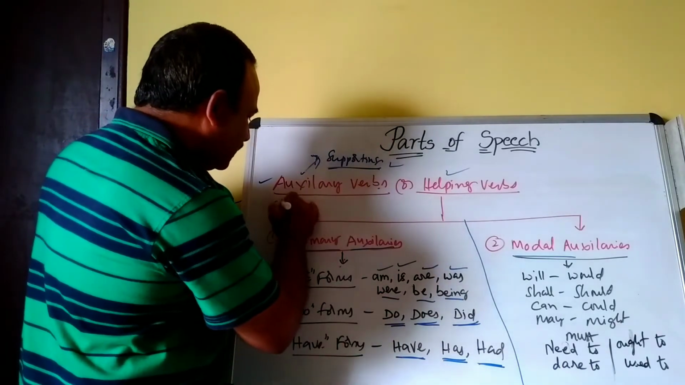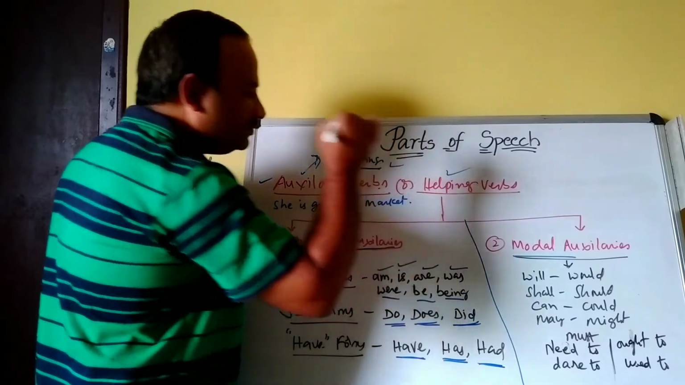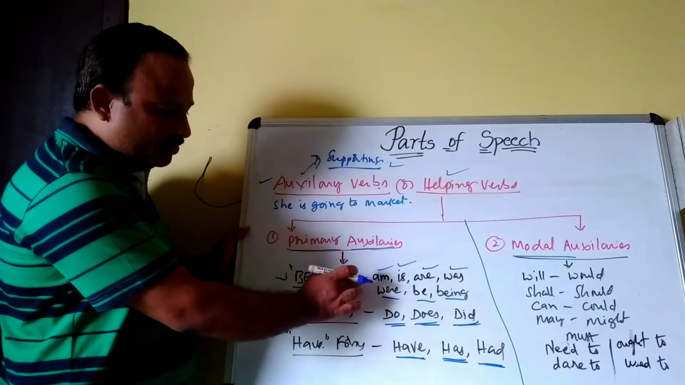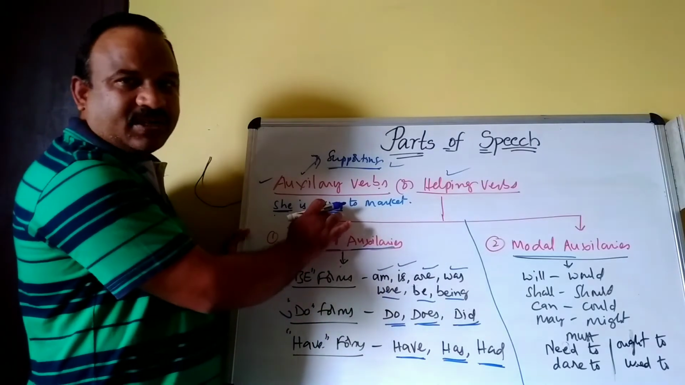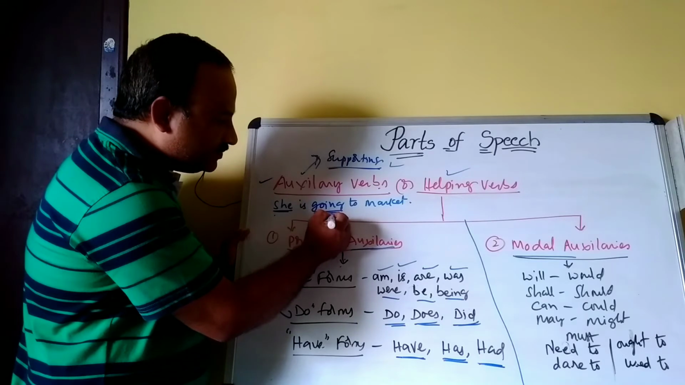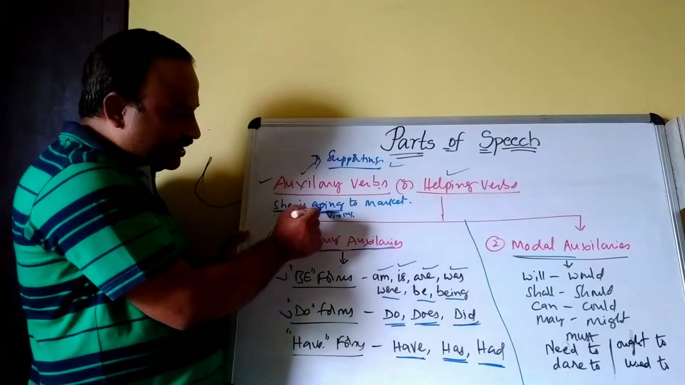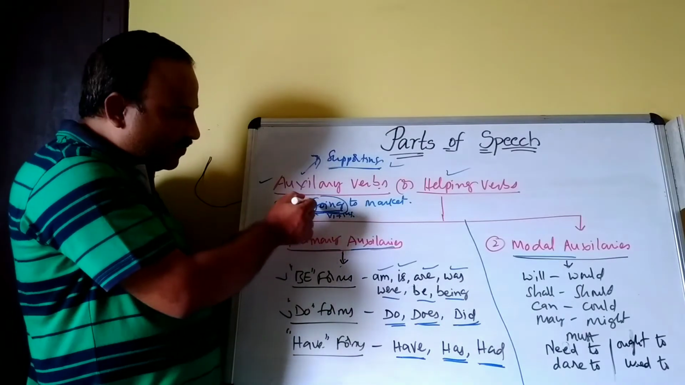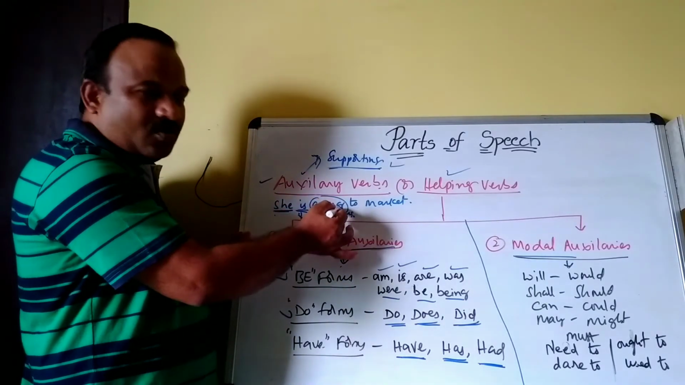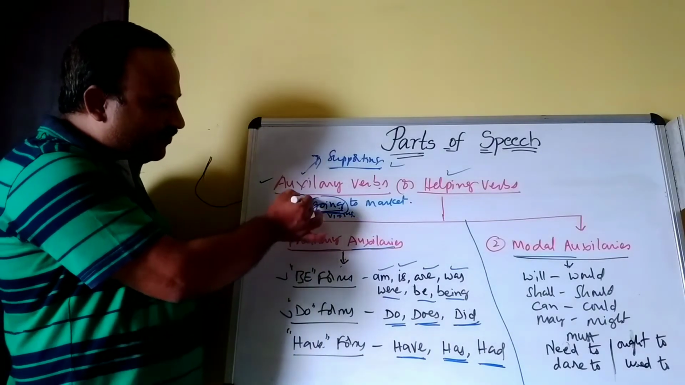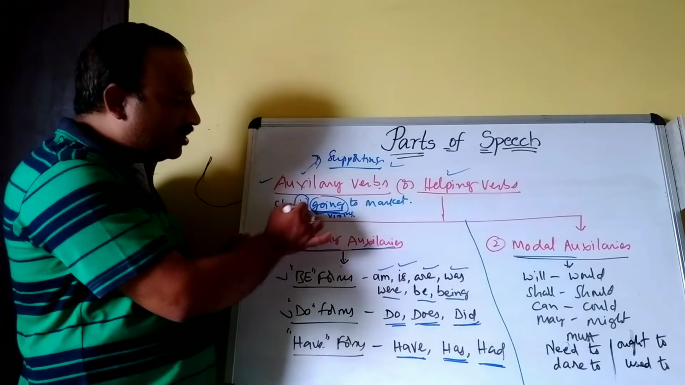For example, she is going to market. How is the be form used? She is the subject. Going is in the present continuous tense, so it is the verb V1 plus ing form, right? So going is the main verb. For the present continuous tense, is is a be form verb. It is helping the main verb. Here, is is a be form verb or helping verb. This helping verb helps the main verb. That's why you are using it.